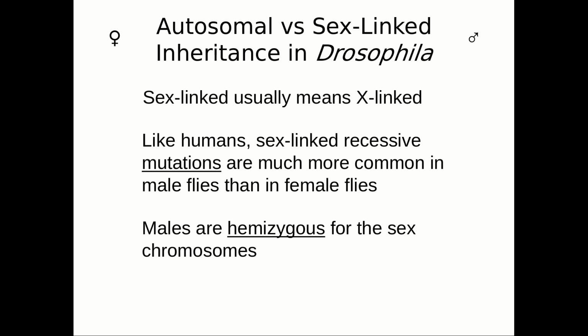Sex-linked recessives are much more common in male flies than in female flies, and males are what we call hemizygous for the sex chromosome. Hemizygous means that you can only have 1 copy. Homozygous or heterozygous means you have 2 copies of an allele, of a gene. Hemizygous means you have 1 copy of the gene on 1 chromosome and no copies of it on the other chromosome, or you're maybe missing that chromosome, so that's why you only have 1 copy of it.